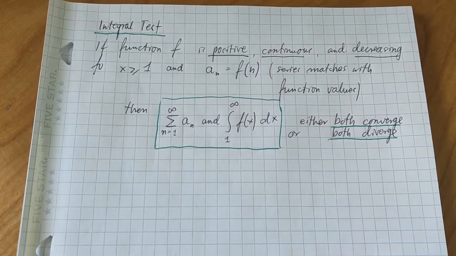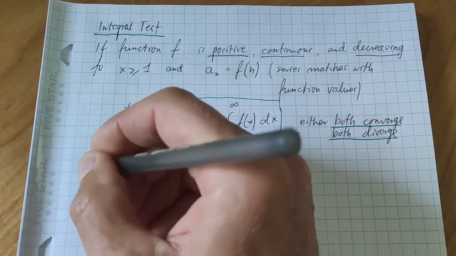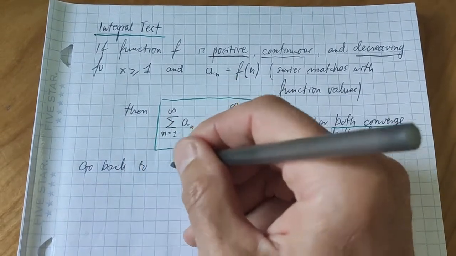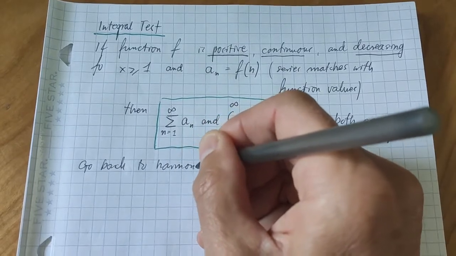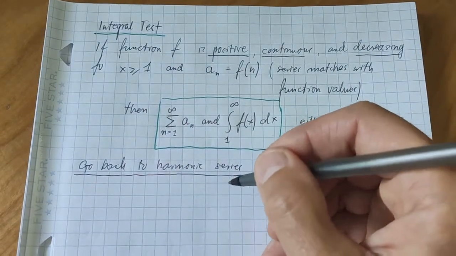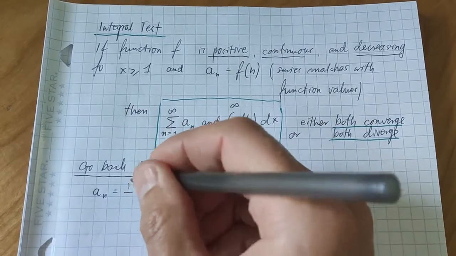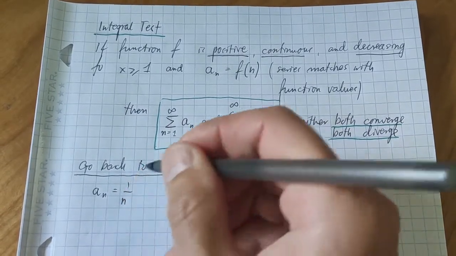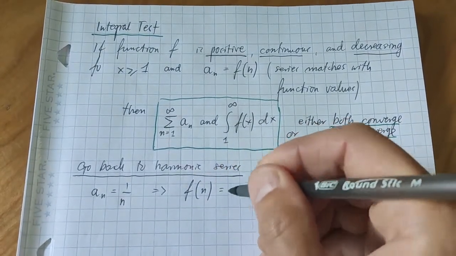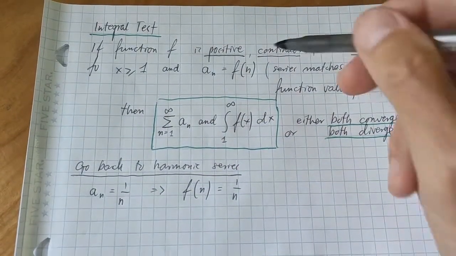Let me review what we just did with those rectangles. So let's go back to that example again. So here's our formula, and here's the corresponding function. So f of n would be 1 over n. Now let's check it against our conditions.